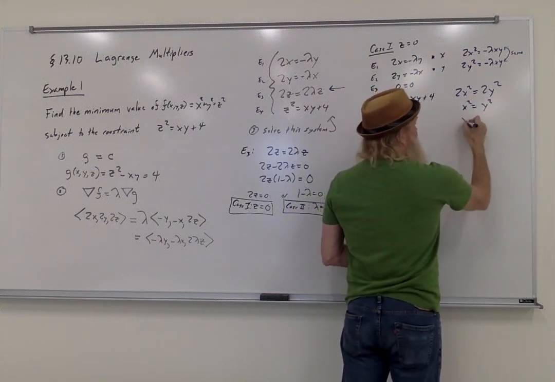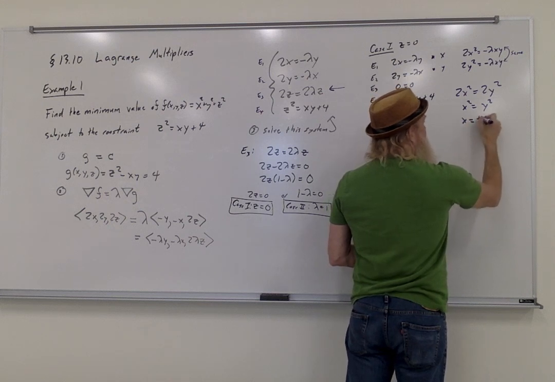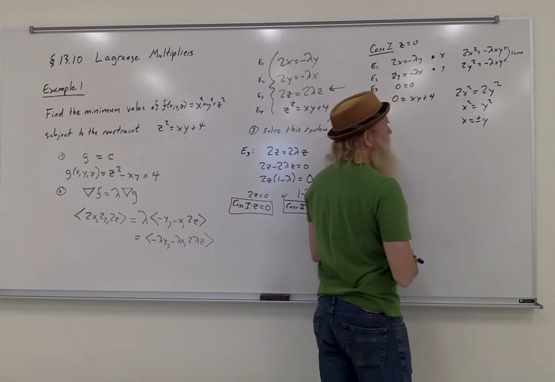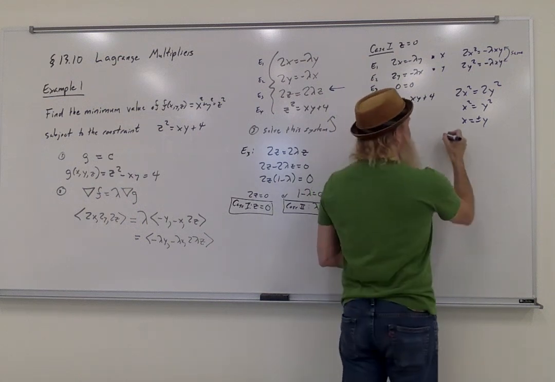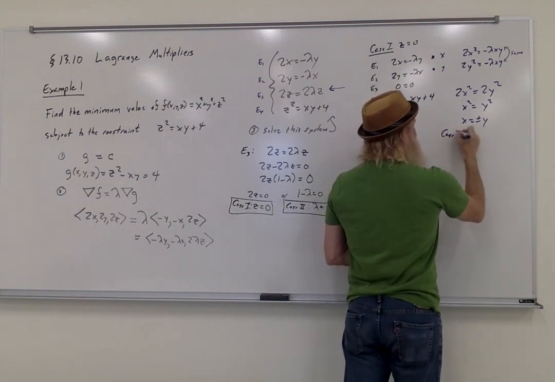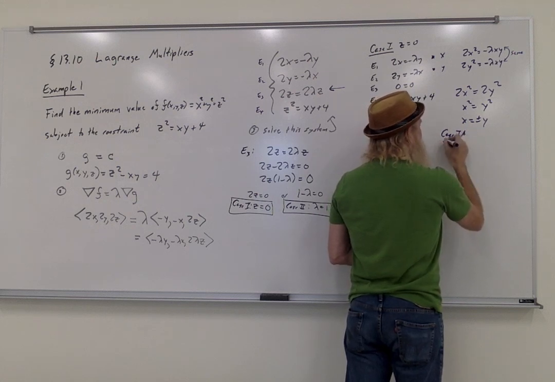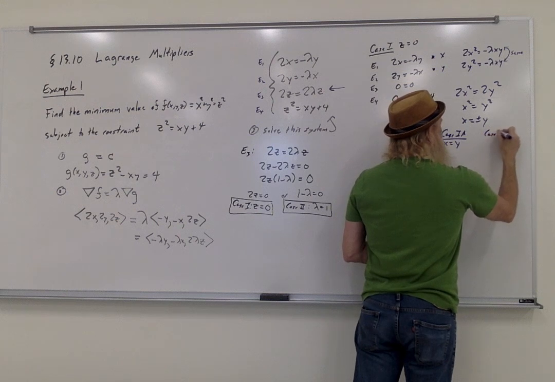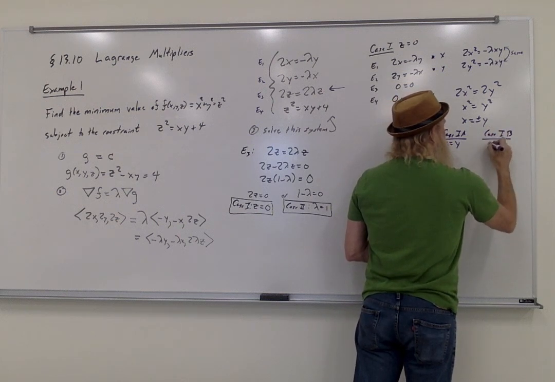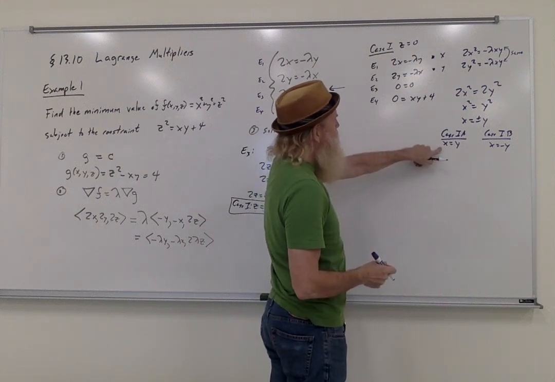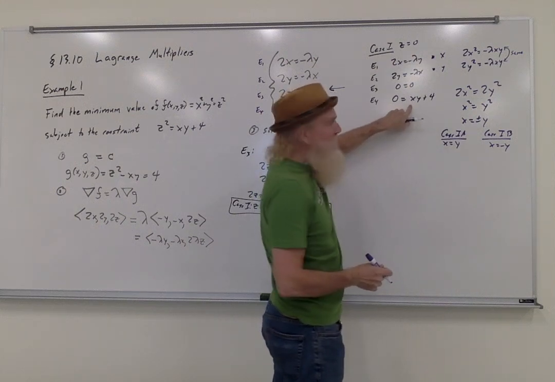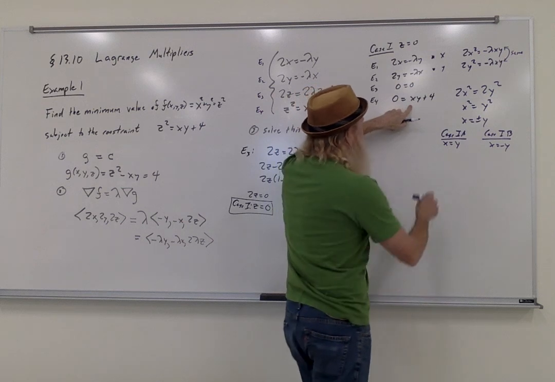So either x is equal to y or x is negative y. X equals plus or minus y. So I guess that means we have two subcases. Case 1a will be when x equals y, and case 1b is when x is negative y. Let's substitute each of these into equation 4. That's the equation we haven't used yet.